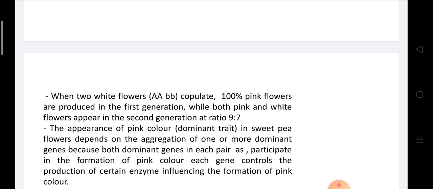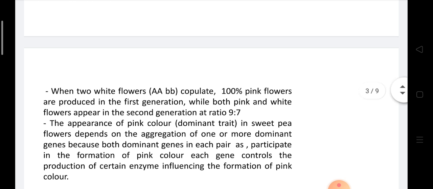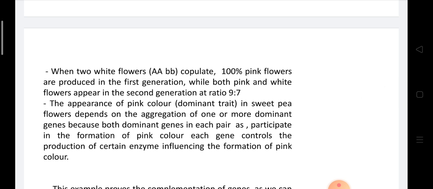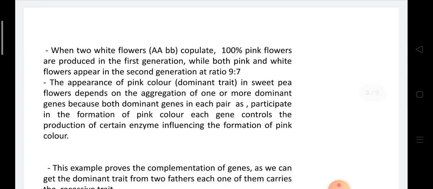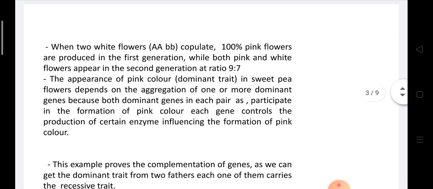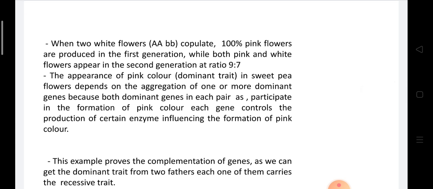When A capital, for example, is grouped with B small, this is called a white flower, and this type of flower is recessive. So when we need to get a pink color, which is the dominant character, we need at least one A capital gene and one B capital gene. When B small appears with A capital or A small with B capital, this is called recessive character or white character.